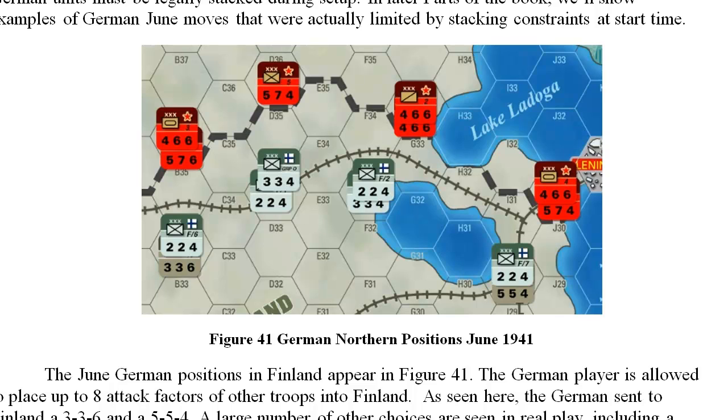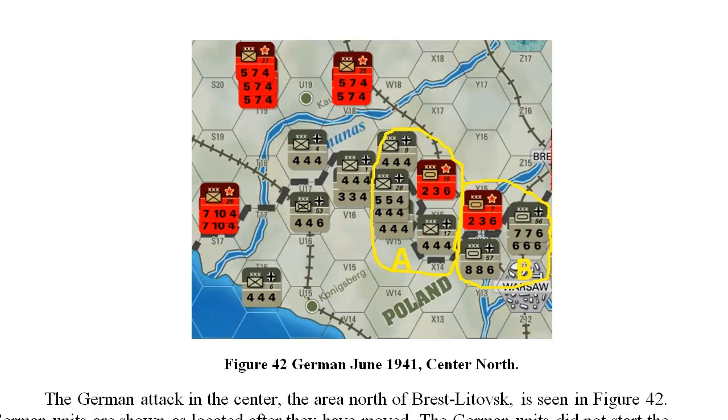Here we see the Germans have stacked up, and they have put into Finland a 5-5-4 and a 3-3-6, two extra German units in Finland. So they have reinforced the Finns a bit. The usual tradition in play is that the German player shows where the Russian units will be attacked, that is, where the German units will move, as opposed to setting up and then trying to move into combat. And therefore, we see, as the Germans start, the Germans have units as indicated here and here.